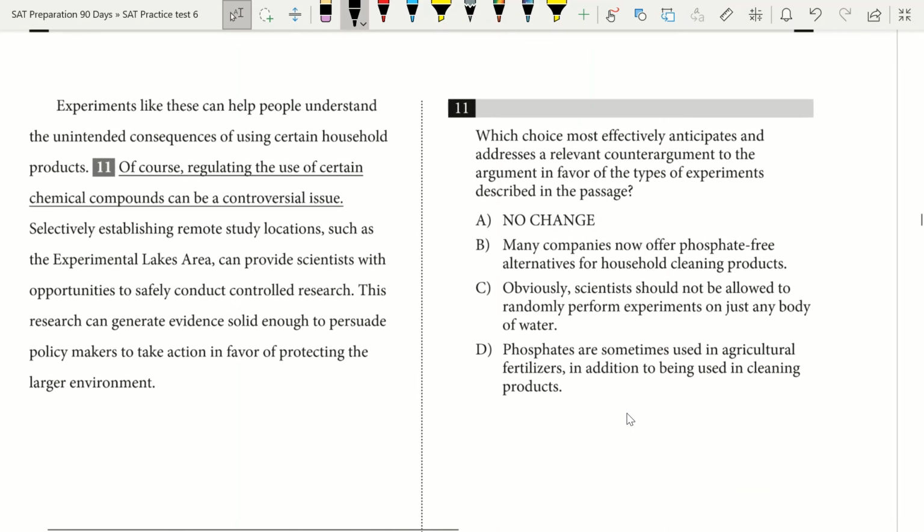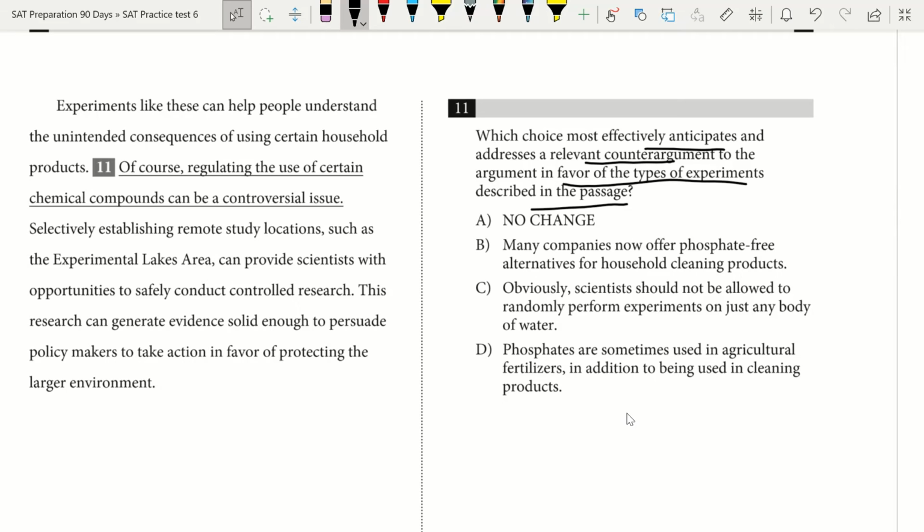All right, 11. Experiments like these can help people understand the unintended consequences of using certain household products. Okay, now I'm asked for a choice that effectively anticipates and addresses a counter-argument to the argument in favor of the types of experiments described in the passage. So this would be a counter-argument to the experiments where they use real lakes, and they're altering the content of lakes, okay?